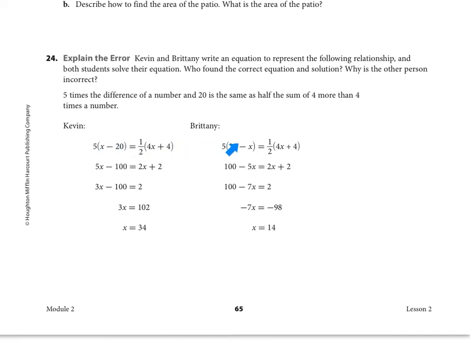So now what I got to do is I got to read the problem and see who wrote it wrong. It says 5 times the difference of a number in 20. Difference means subtract, of a number in 20. So Kevin is right. A number in 20, their difference. Brittany is wrong. That would be the difference of 20 and a number.